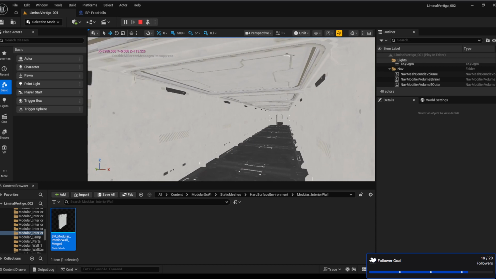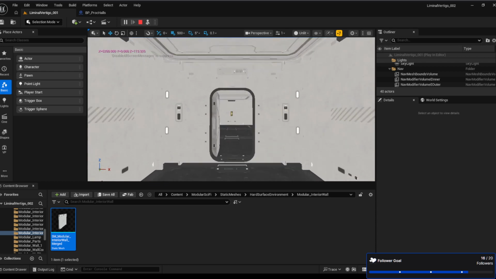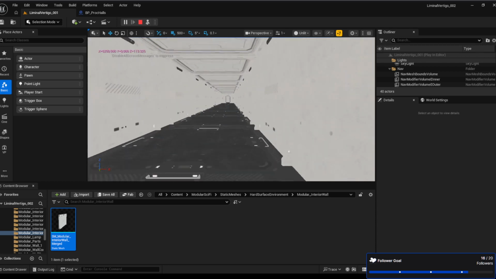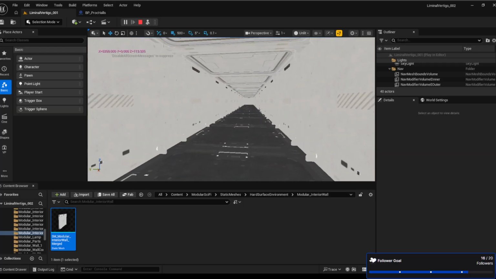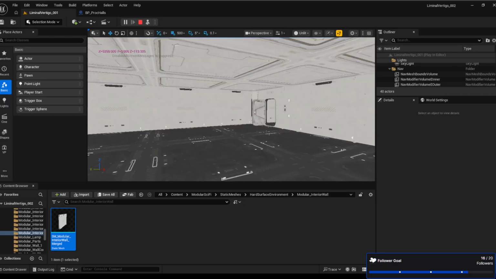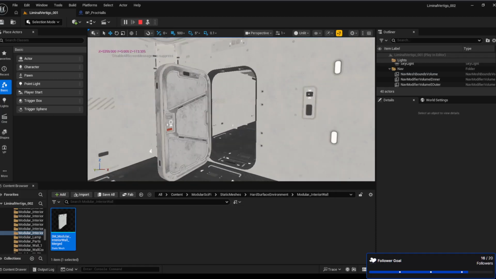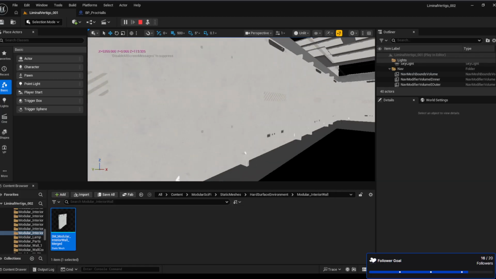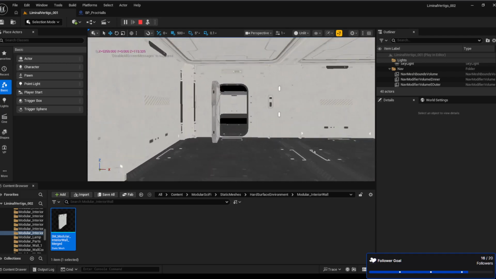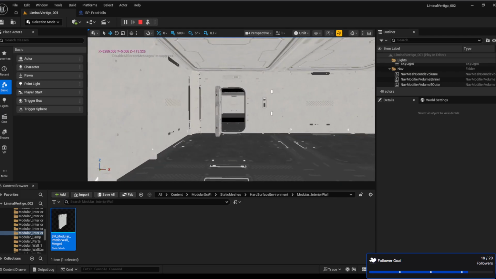Block that one off. There's a card here. Block that one off. I'm gonna have to fix this code. Shoot. Darn it.